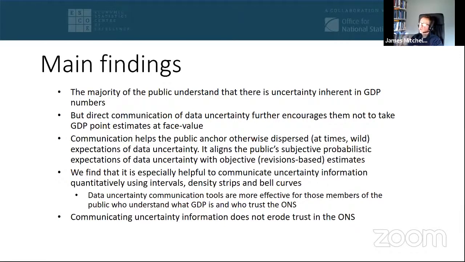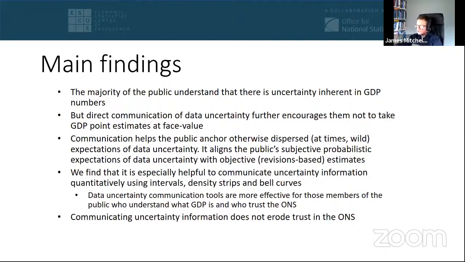In particular, the quantitative communication tools are effective in encouraging the public to correctly infer the degree of uncertainty between the different confidence bands. Because recall, Anna and I, as producers of the uncertainty around that point estimate, well, albeit that's from the ONS, we know what the probability of GDP being between particular bounds is.